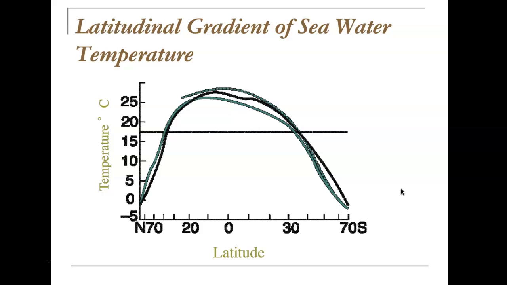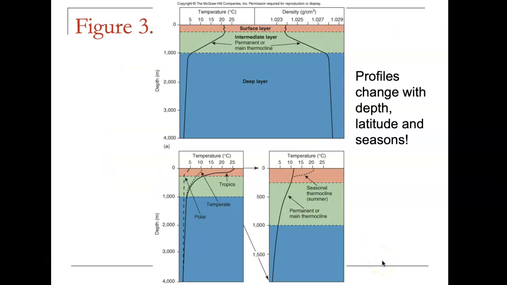The latitudinal gradient of seawater, you guys already know. Again, it's going to be warmest at the equator, cooler as it gets towards the poles. That's pretty easy. So I like this. Again, this is straight from your book. This is a great profile. And the reason that I like it is that it shows you that temperature is going to change not only with latitude, right? But it's also going to change with seasons.